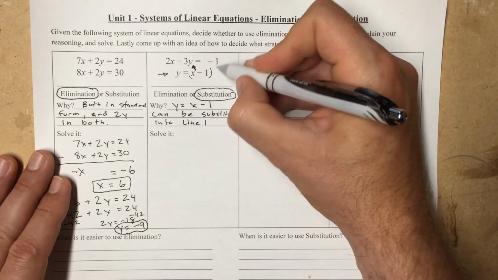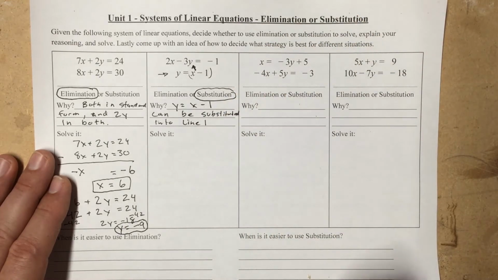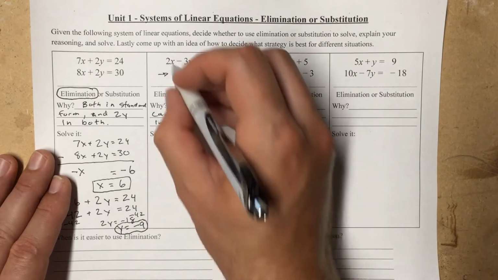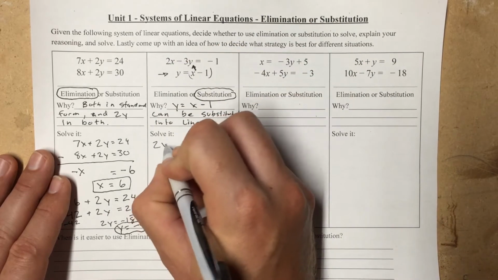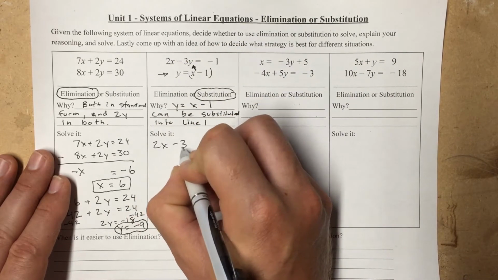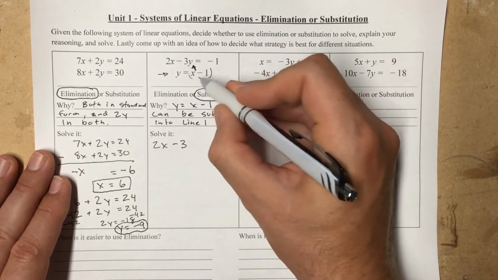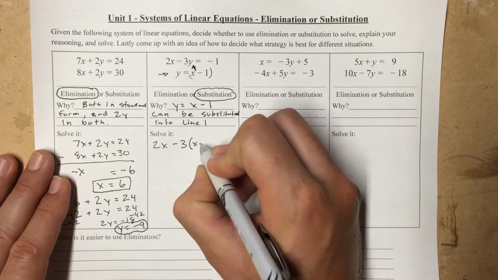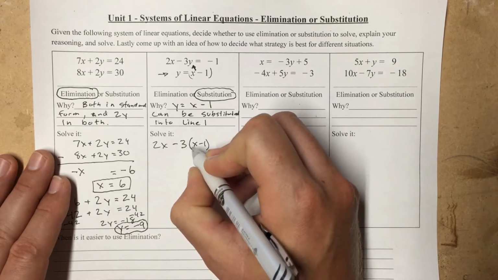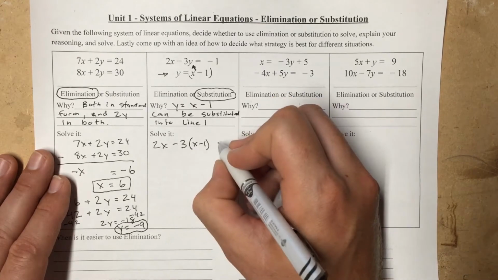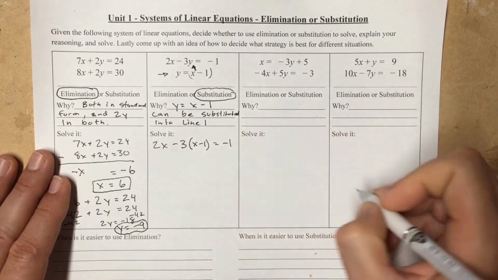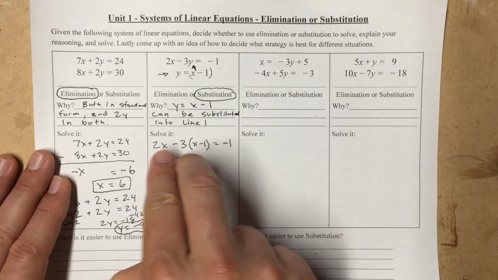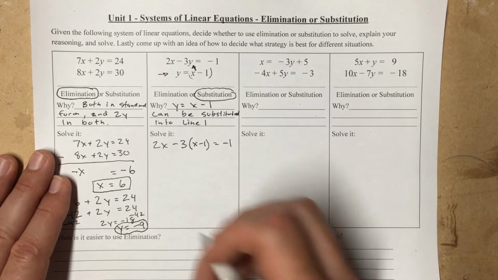This is line 1 up here. This is line 2. All right, so I'm going to do exactly that. I have 2x minus 3y, but I know y is equal to x minus 1. So I'm going to substitute, instead of 3y, 3 times x minus 1 equals negative 1. Now I'm just dealing with x's, and I can solve this.